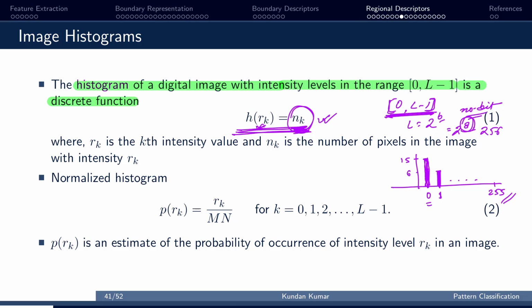So it gives us global information. Then we normalize the histogram by the total number of pixels in the image so that it becomes a probability density function, so that p(rk) is an estimate of the probability of occurrence of intensity level rk in an image.